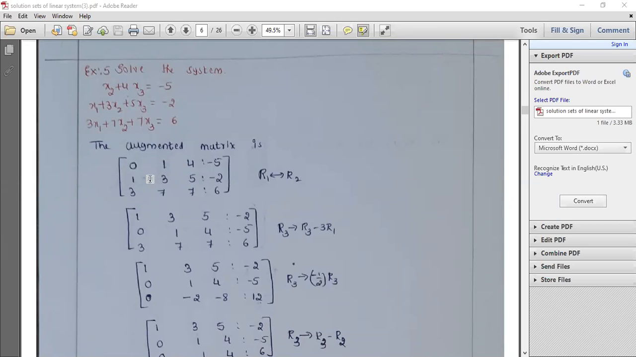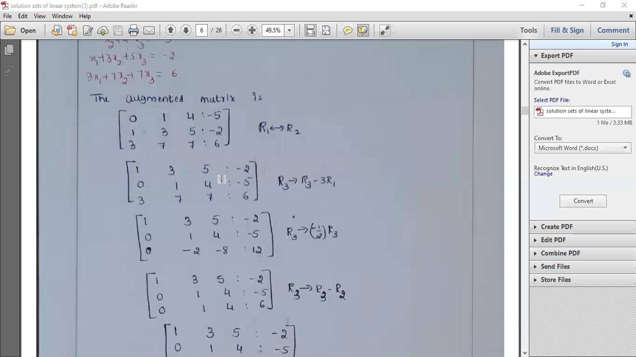Now I'll interchange R1 and R2 because the first term is 0. So interchanging, this is my R1 now, and this is my R2. Now, in order to make this 0, R3 changes to R3 minus 3 times R1. So the first row as it is, the second row as it is, and the third row will be 0, minus 2, minus 9. Because 7 minus 9 is minus 2.